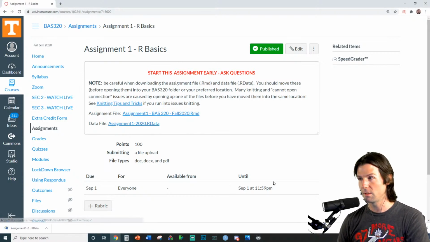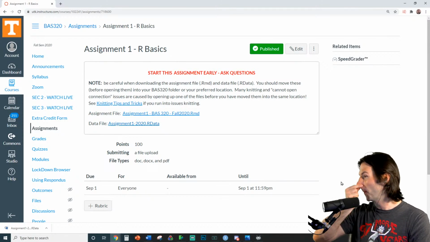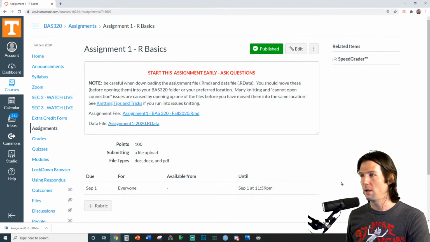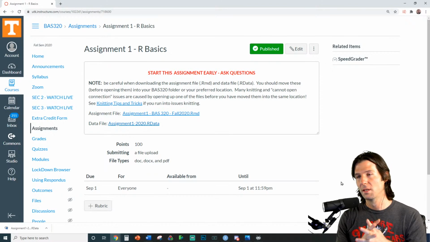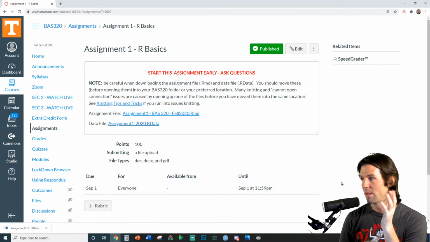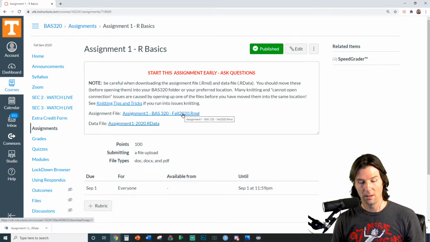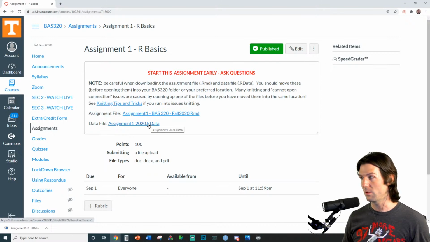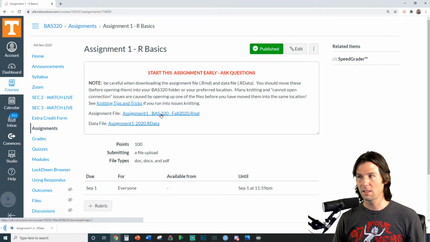And what is a data file? This is a very important thing to know. A data file is basically, think about this, it's like the information for a video game. And so you can have everything you need with an RMD, but then the data file gets you additional stuff. So the RMD is kind of a workspace.